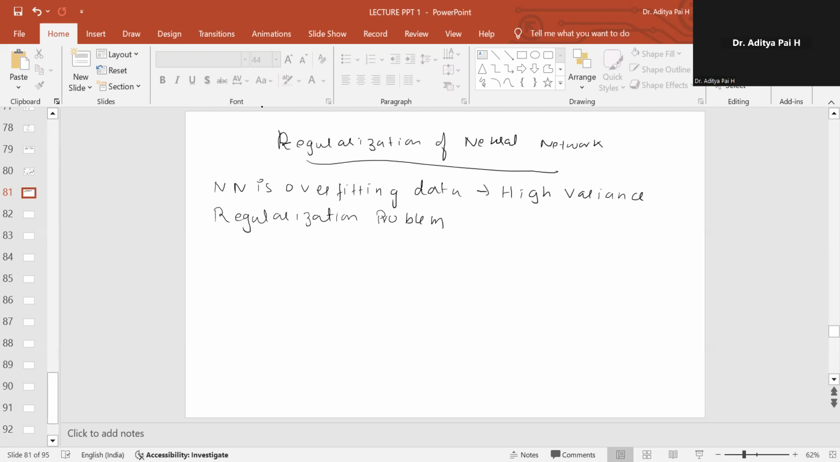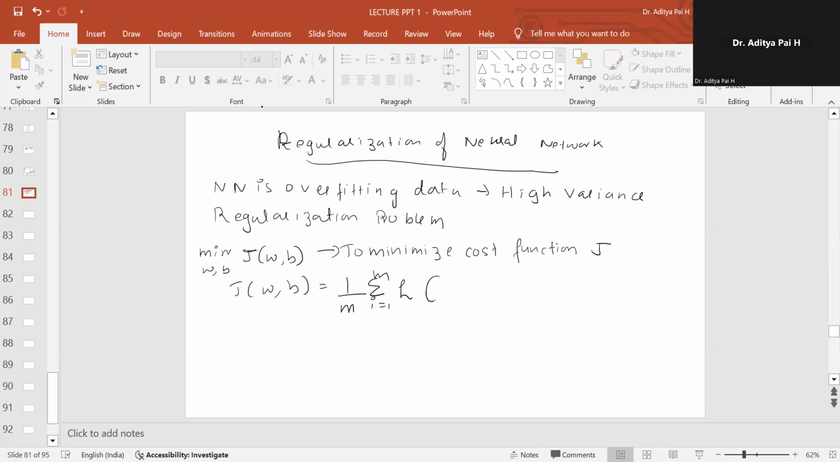For this, we have to recall logistic regression, where we take min over w comma b of J of w comma b, the cost with respect to w and b, which is to minimize the cost function J. J of w comma b is equal to 1 by m summation i equals 1 to m of the loss function L of y hat i comma y i. So the cost function is calculated with respect to the loss of the predicted output and the tagged output.